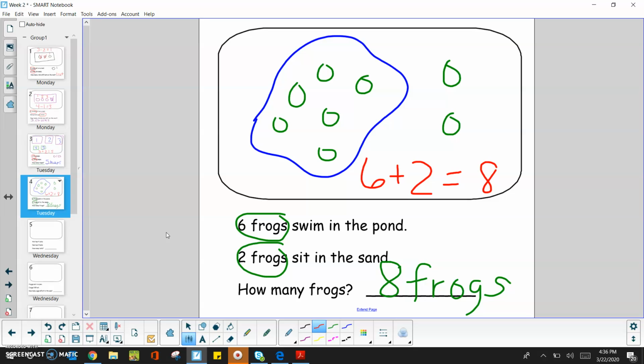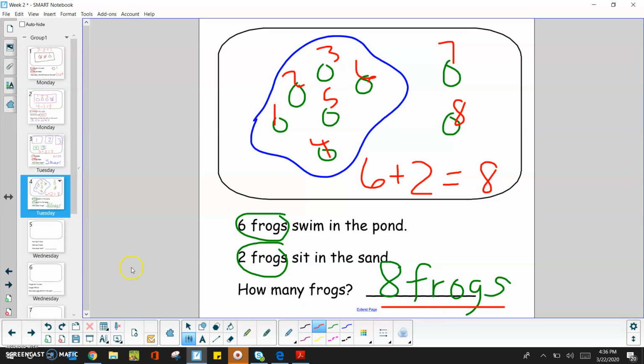I drew me a quick little pond and I put 6 frogs in my pond. And then I put 2 over to the side because 2 frogs were sitting in the sand. And I realized that we weren't taking those frogs away, we were putting them together. So I counted all of them. I had 1, 2, 3, 4, 5, 6, 7, 8 frogs. How many frogs? I had 8 frogs. For my number sentence, since we're putting it together, we have 6 and 2 makes 8. Hopefully you guys got something very similar to what I got.